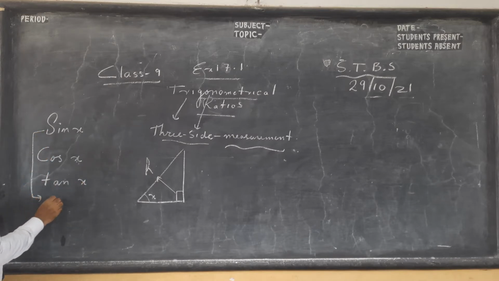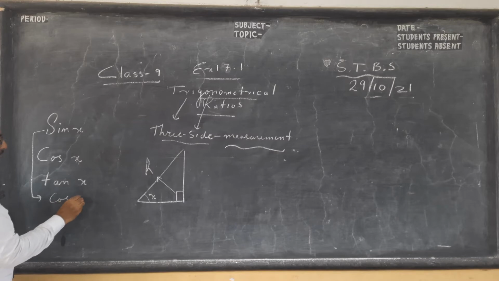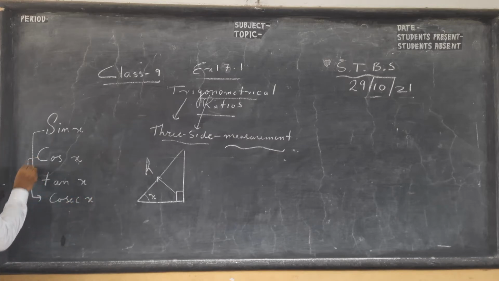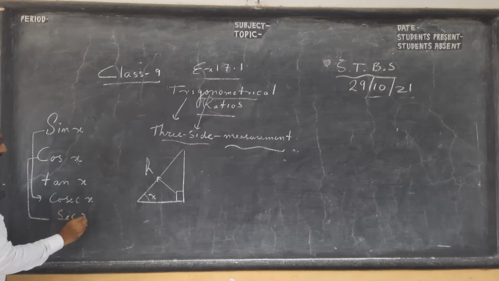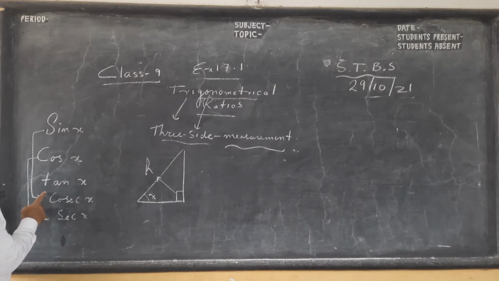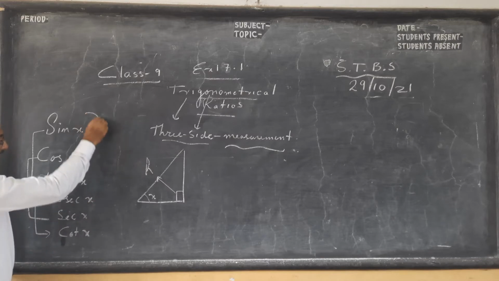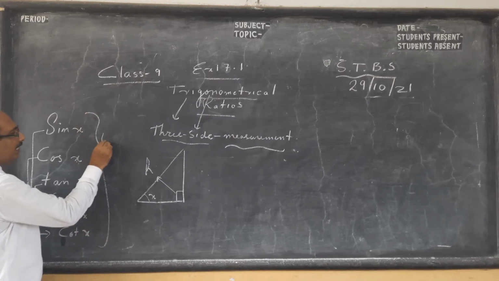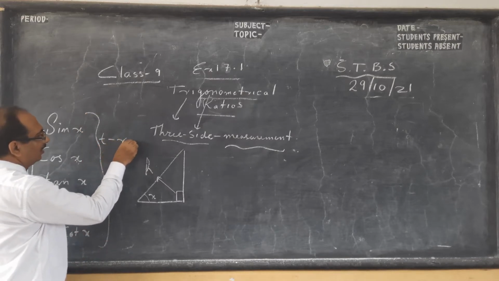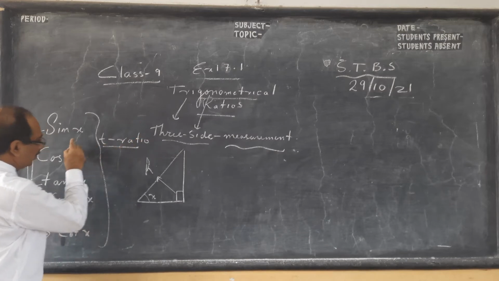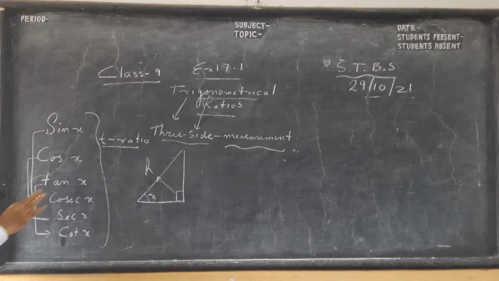Reciprocal of sine is cosec, cosecant. Reciprocal of cos is sec, secant. These are the terms related with circle and triangle. And reciprocal of tan is cot. It's called cotangent. So these are 6 what we call T ratios, trigonometrical ratios. Because just I'll show you over here, there are 2 methods.